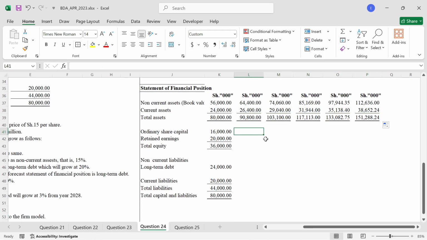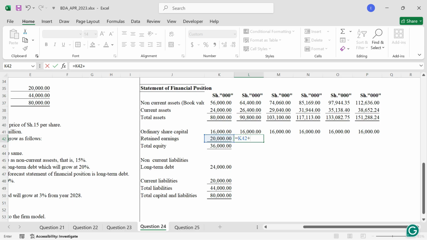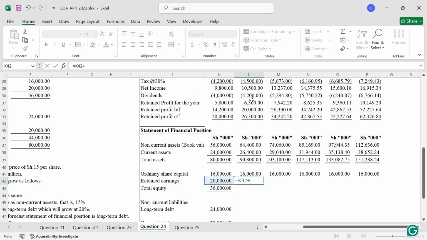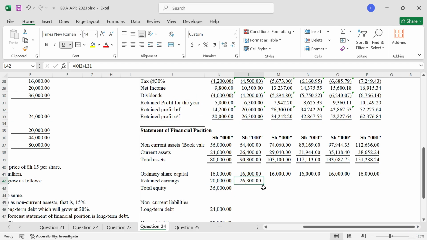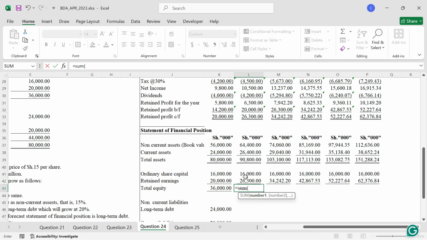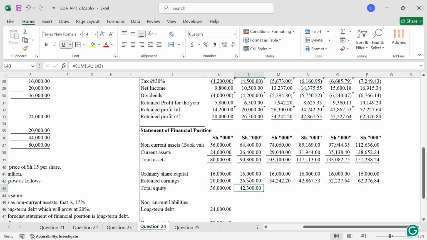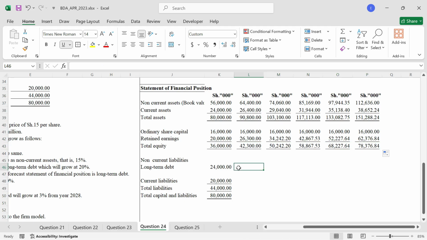The ordinary share capital, unless anything changes, will ordinarily remain the same. We have not been told that any new capital was issued. My retained earnings will be the value from the previous year plus the retained profits for this year. So my total equity will be the sum of the two. My long-term debt, I have been told, will be the balancing figure.